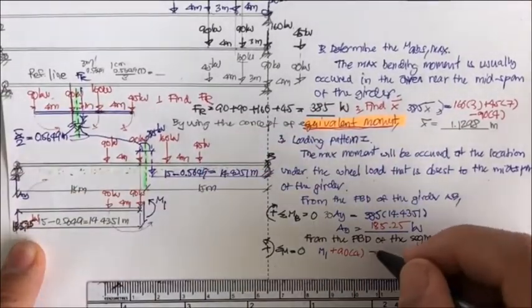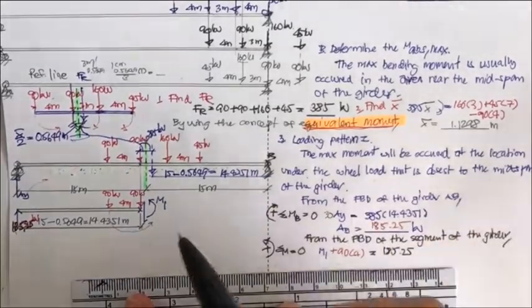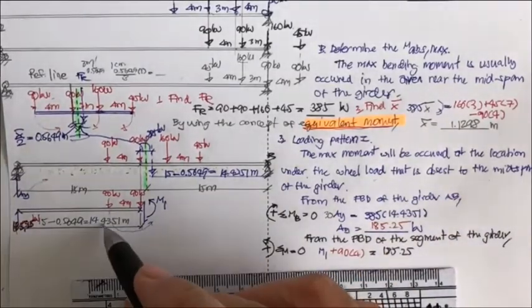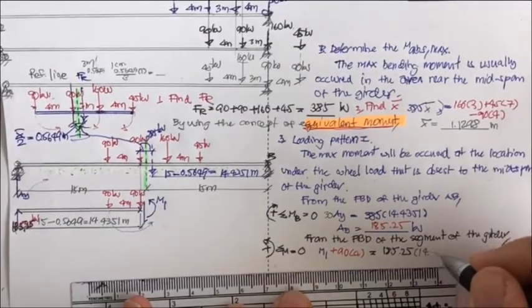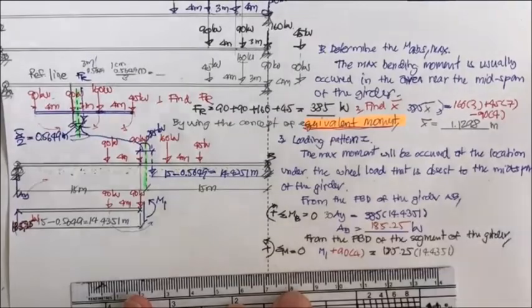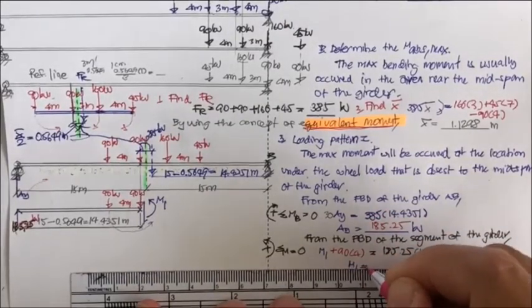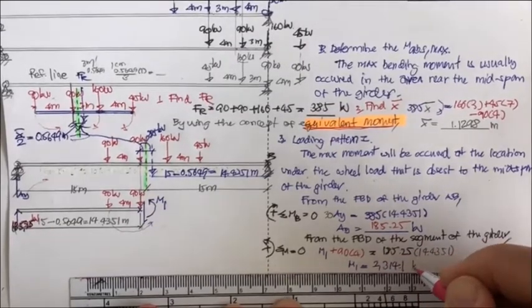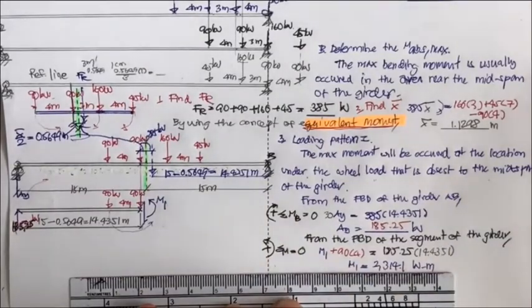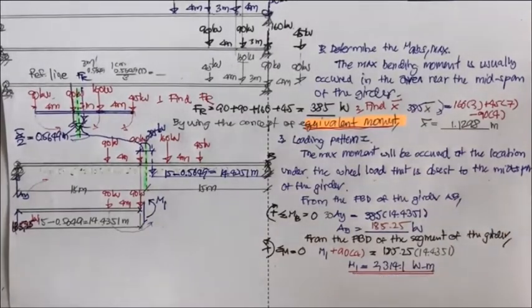185.25 gonna be equal to 185.25, and it's gonna time what? It's gonna time this distance. Okay, it's gonna time 14.4351. And now you get the first case for the M1 equal to 2315.1 kilonewton meter. So this is going to be the maximum for the first one.